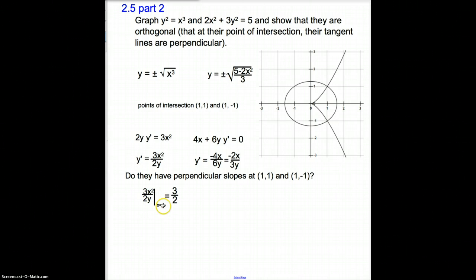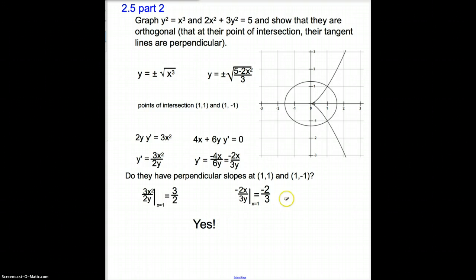Sorry, we should have plugged in 1 and 1, not 1 and negative 1. X is 1 and y is 1. So we plugged in 1 for x and 1 for y, and we get 3 halves. All right, then same thing here. We've got our slope, negative 2x over 3y. Plug in 1 and 1. So then we get negative 2/3. Are those perpendicular? Yes, they are.